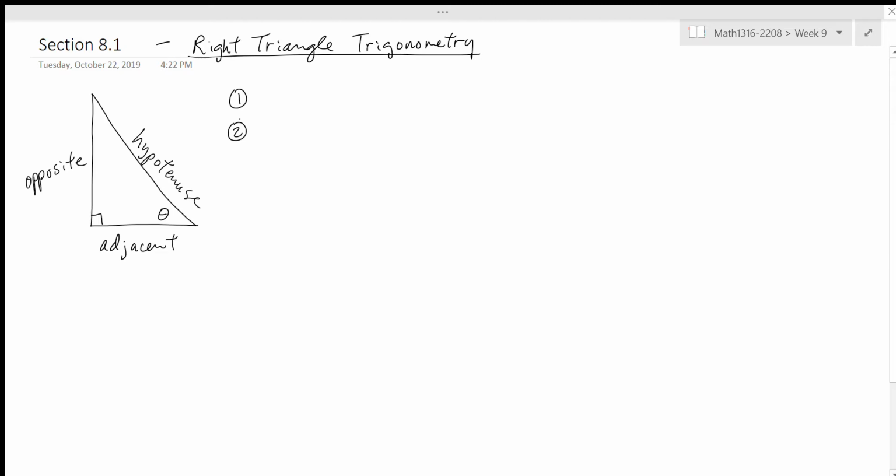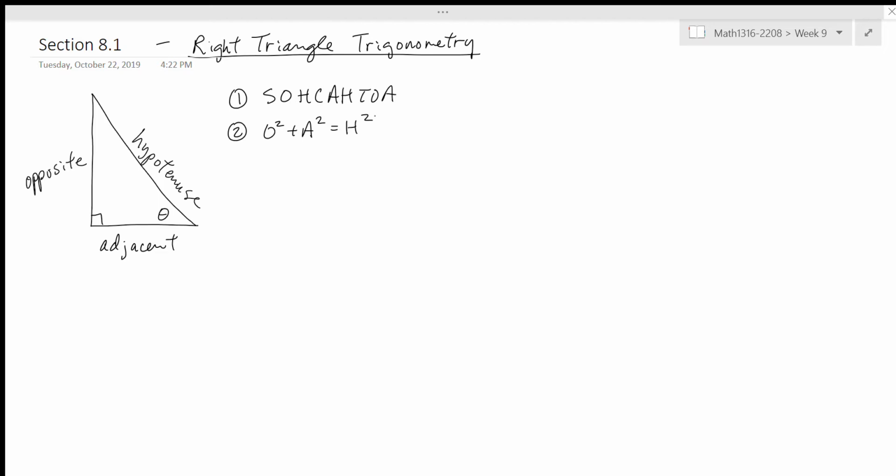In order to do right triangle trigonometry, there are only two things you need to know. And I mean formulas, okay? There are only two things you need. You need to know SOHCAHTOA. And you need to know the Pythagorean theorem. Got it?